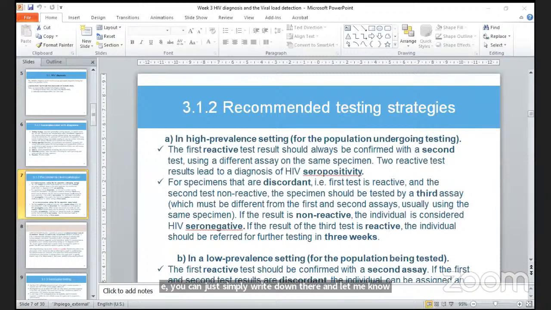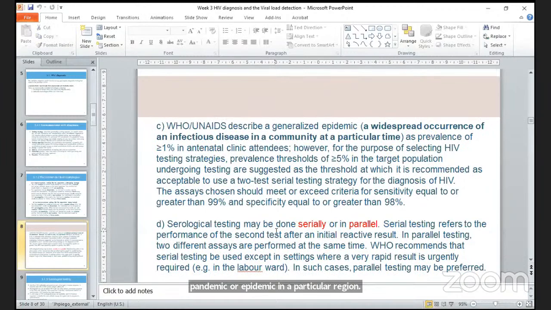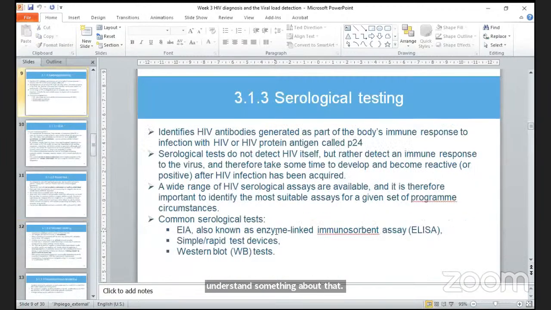Okay. Something else that we had was what the World Health Organization and the UNAIDS recommend as the threshold to categorize a pandemic or epidemic in a particular region. Then we have the serial and parallel testing. You need to understand something about that. Then we had the deep discussions. We deep dived into the different types of tests.